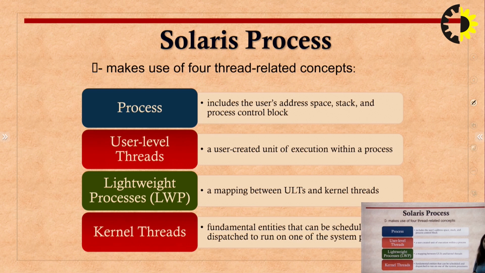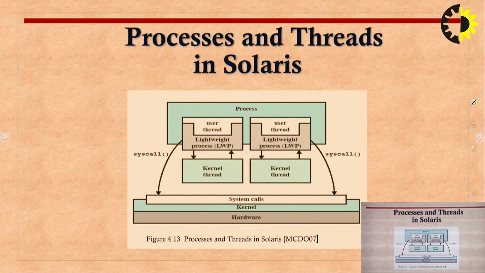What happens in a process? A process includes the user address space, stack and process PCB. And what happens in a ULT or user level thread? A user created unit of execution within the process. Now, what happens in a lightweight process? There is a mapping between ULT and kernel threads. What is a kernel thread? Kernel threads are the fundamental entities that can be scheduled and dispatched to run on one of the system processors.